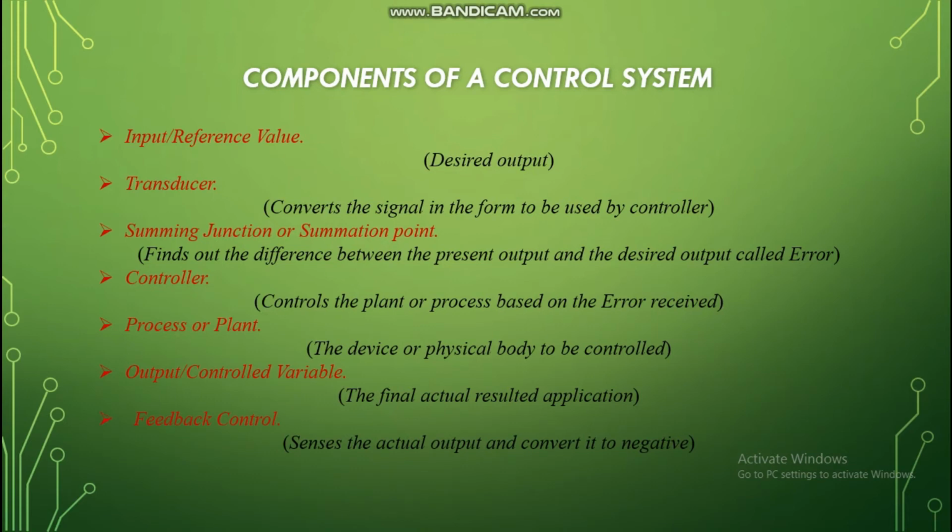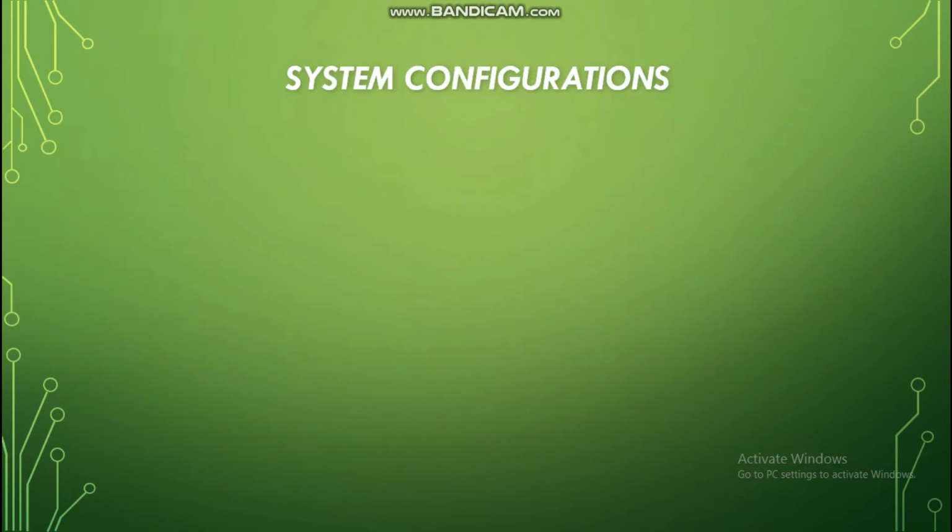Feedback control. So it is actually a sensor that senses the actual output and converts it to negative. So the feedback is monitoring the output continuously. Like in the same example of the room temperature, the feedback would be monitoring the temperature of the room every time and sending it back as a negative to the summation point to let it know what is the temperature of the room presently and whether it needs to be increased or decreased. So that's the function of the feedback control.